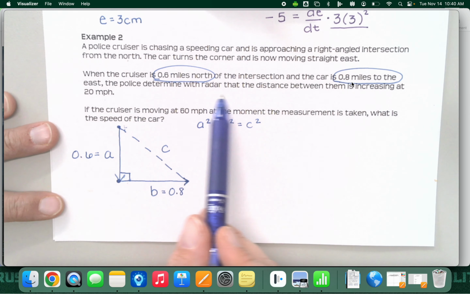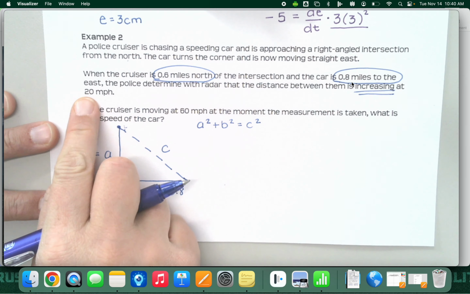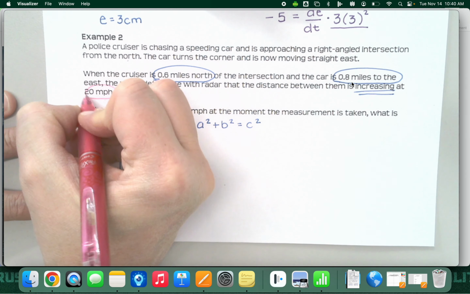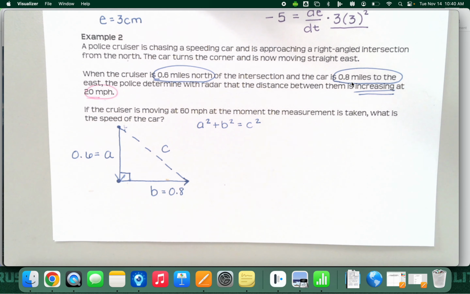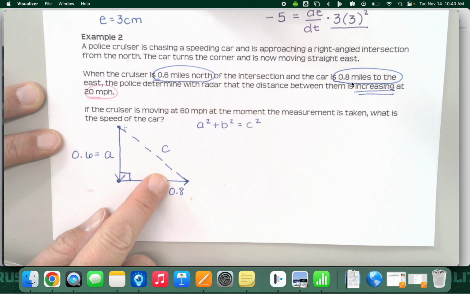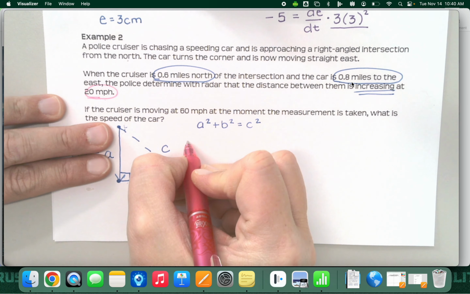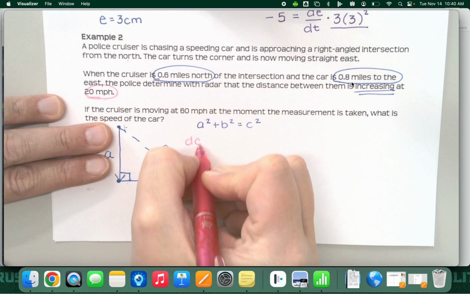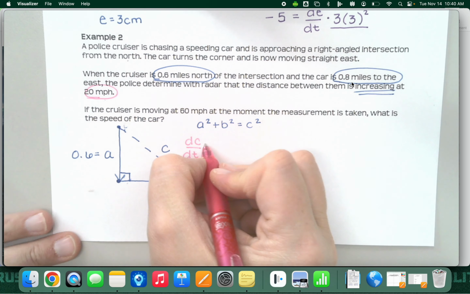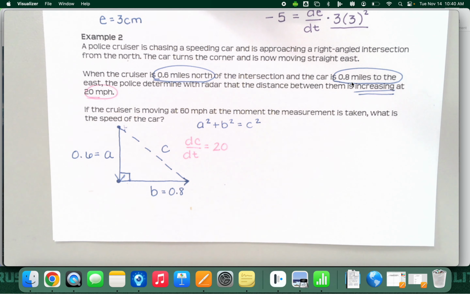And the police determined with radar that the distance is increasing at 20 miles per hour. So this number here is a rate of change. This is not a distance. This is a rate of change, and it's the rate that this number is increasing. So what I'm going to label that as, over here next to the C, I'm going to say C is changing, that's what dC/dt means, at a rate of positive 20 miles per hour.